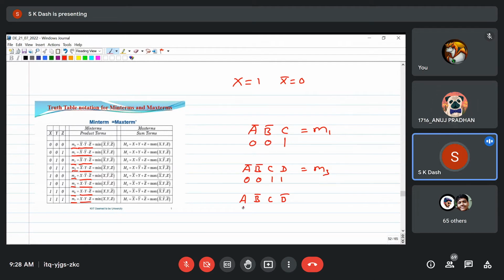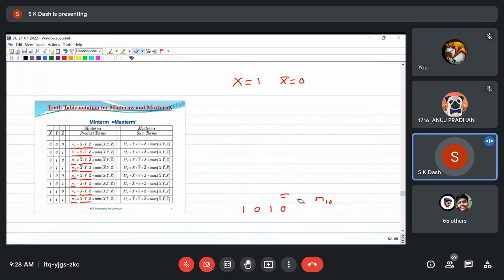M10. This is 1, complement 0, no complement 1, complement 0. Decimal equivalent is 10. So this should be M10. Now, let us do a reverse question. Understand this one, this is very, very critical. This is very, very important. Throughout our digital course, we'll require these min terms and max terms.